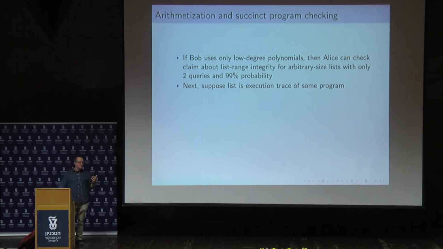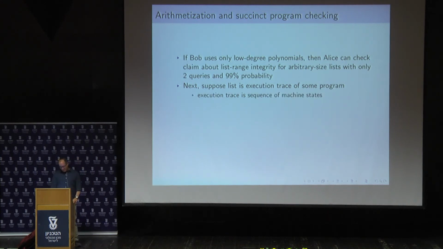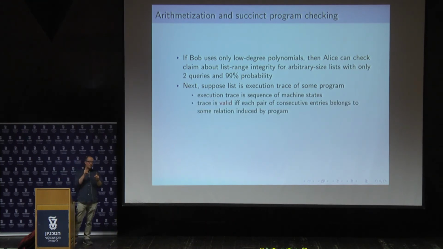But maybe it was some special case. What if we want to check computational integrity? We have a program that we want to know is correct. Well, checking a program, you could list its execution down as an execution trace. It would be a sequence of numbers that describe the state of the machine. So we're almost in the same problem. The execution trace is already a list of numbers, and the trace is valid if and only if each pair of consecutive states satisfies something related to the program.